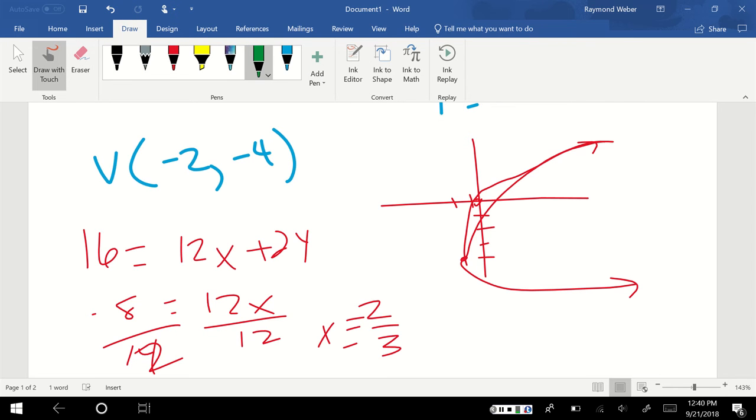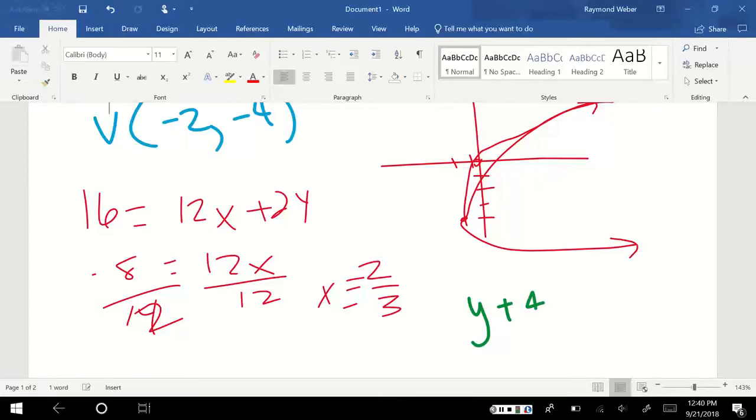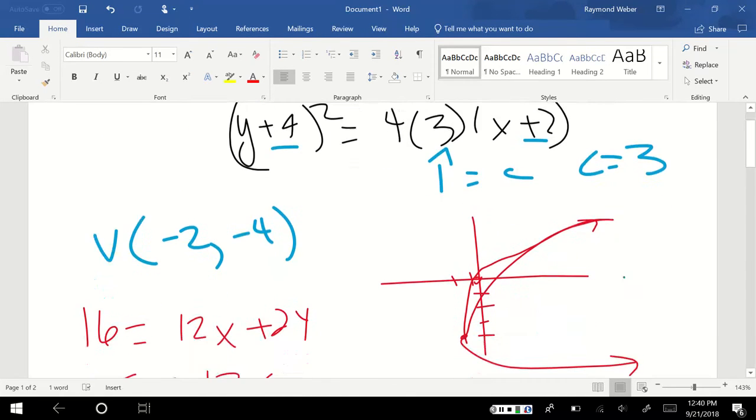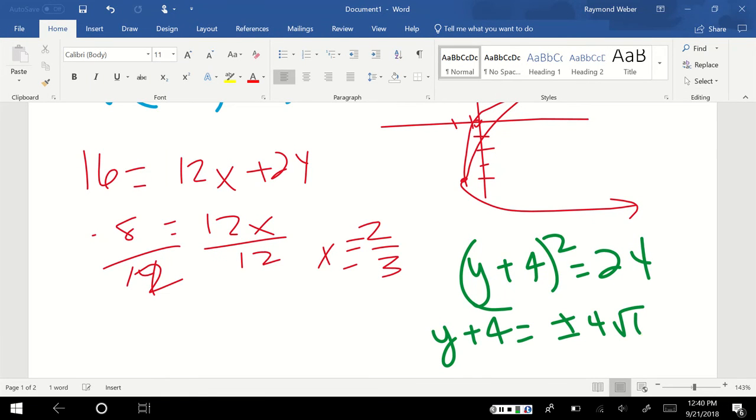What I would do is graph the vertex, then graph the intercepts, and then draw it in so I know how fat it gets. Then to find the y-intercepts, I do the same thing, only now I set x equal to 0. So coming back up here, I have (y plus 4) squared equals 24, because 0 plus 2 is 2. Then I take the square root, so it's plus or minus 4 square roots of 6. So -4 plus or minus 4 square roots of 6, and I could crunch those decimals to see approximately where it landed.